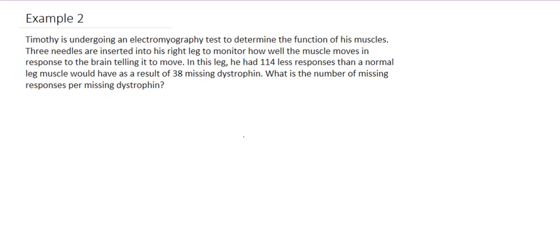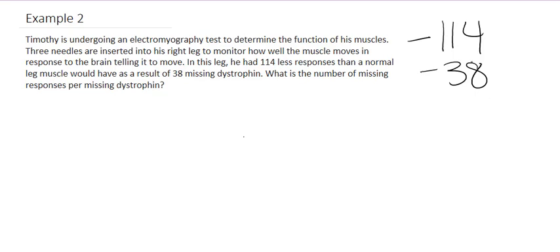This is a much more complicated scenario, but if we look at the numbers and pull them out, it becomes a lot simpler. So we have 114 less responses. So that's the same as negative 114. Now we know we're missing 38 dystrophin. This is the same as negative 38. Now, look at the question. It's asking us to figure out how many Timothy's missing responses are connected to each dystrophin. This means that we're going to need to divide.